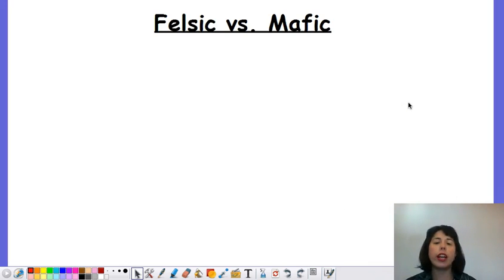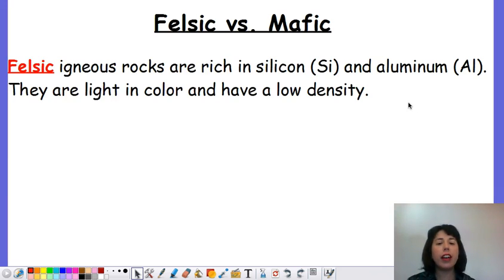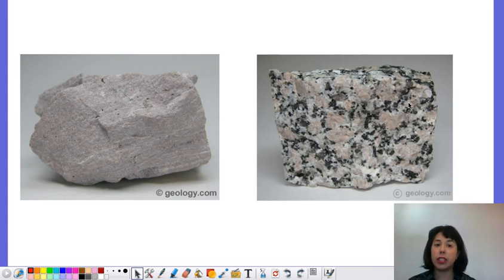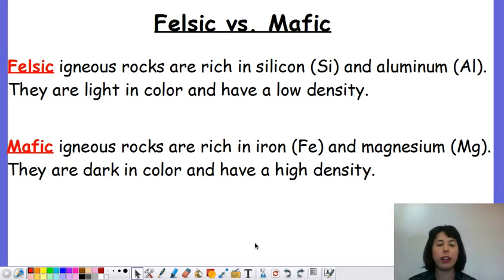We can also look at composition. Felsic igneous rocks are rich in silicon and aluminum. They tend to be light in color and low in density. So right here we have some examples of felsic igneous rocks. This one here is rhyolite, and here is granite, and you can see how light they are due to the minerals that are present. They have a lot of quartz in them that makes them light in color.